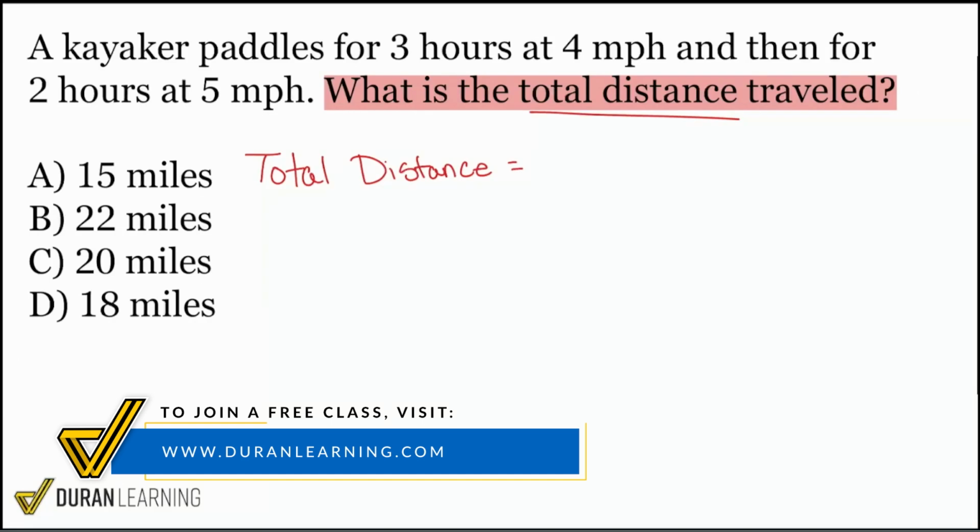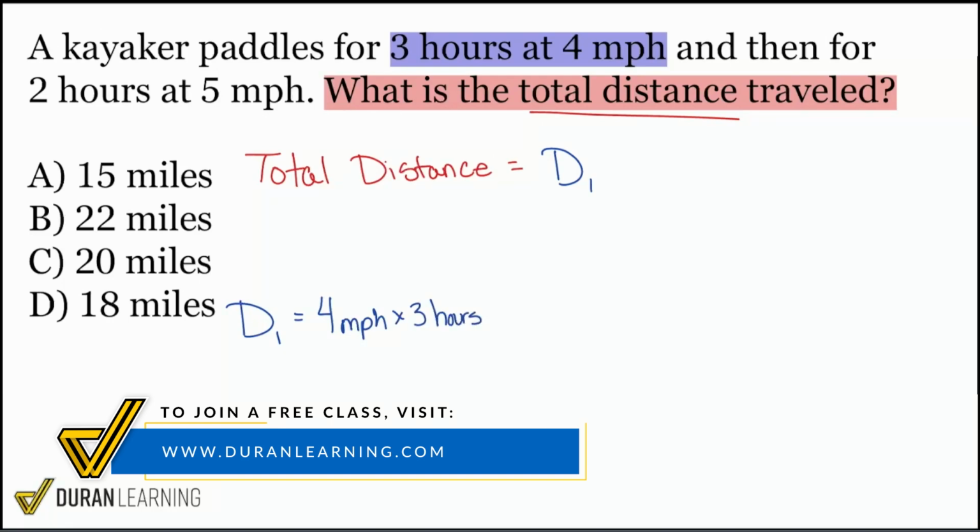So we see that we have a kayaker who paddles for 3 hours at 4 miles an hour, and then for 2 hours at 5 miles per hour. Let's write that down and highlight it. So 3 hours at 4 miles an hour, that's the first distance. The first distance is going to be 4 miles an hour multiplied by 3 hours.